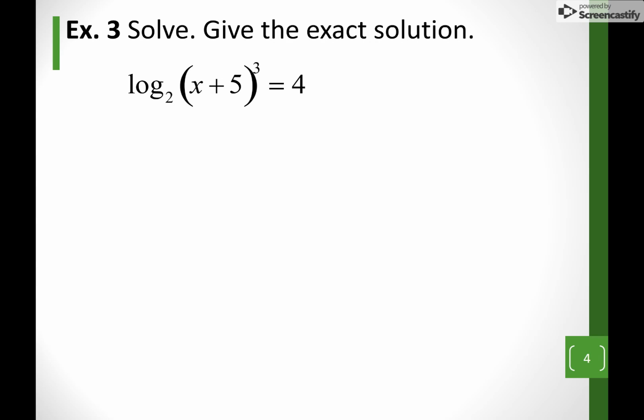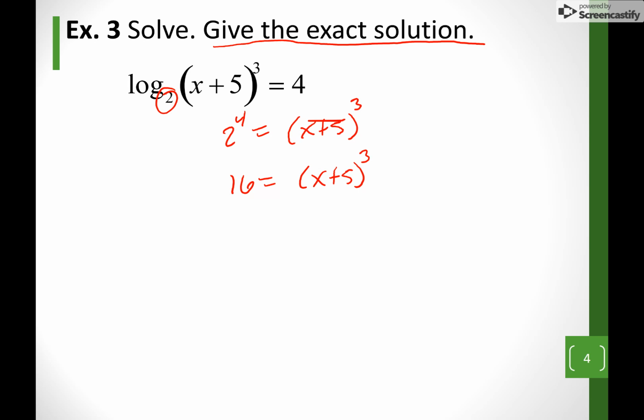Now we're going to use this, but I already have a base on my log. So let me rewrite this as an exponential form. One thing on the instructions when I say give the exact solution, there's a big chance you're going to have a radical sign. So let me write this as an exponential form. 2 to the 4th is equal to x plus 5 to the 3rd. I know 2 to the 4th, I can do that. 2 to the 4th is 16. So I have that 16 is equal to x plus 5 to the 3rd. I want the x by itself, so I want to get rid of the power third, and I'm going to do the cube root.